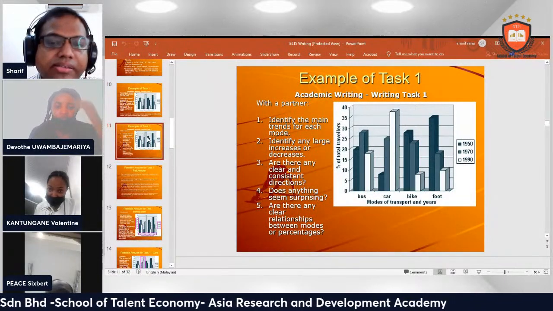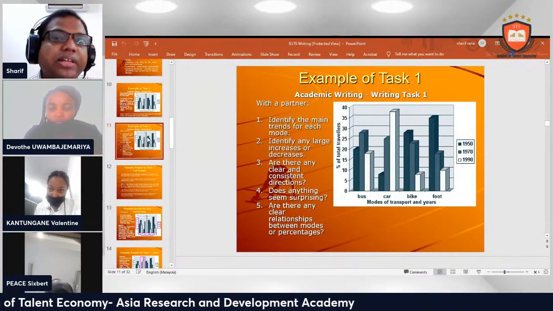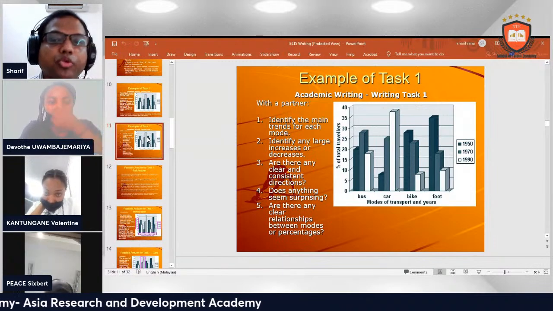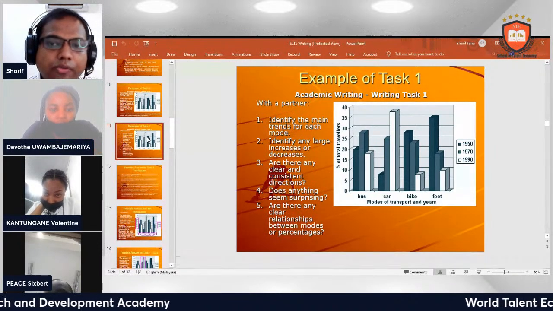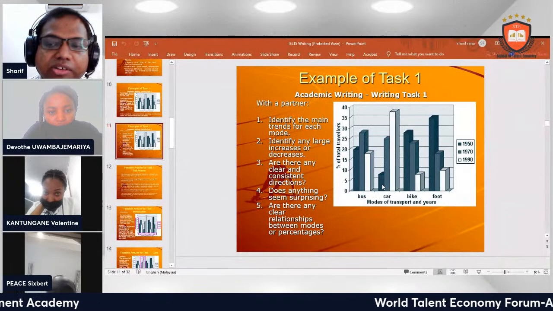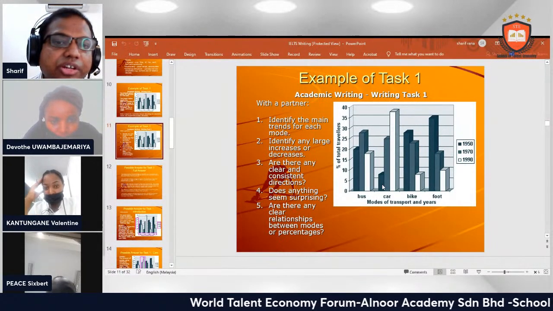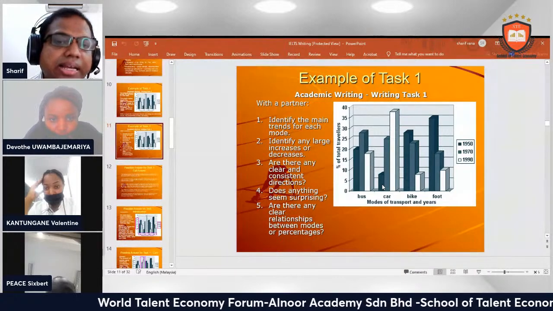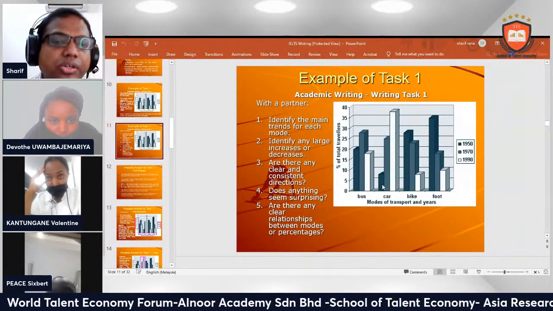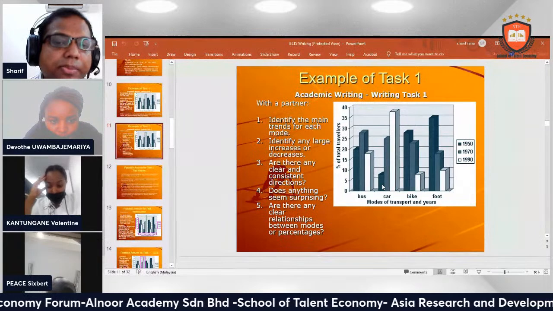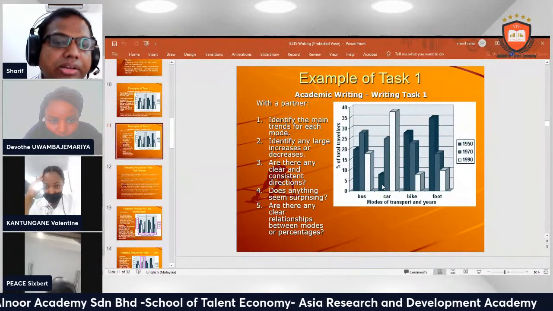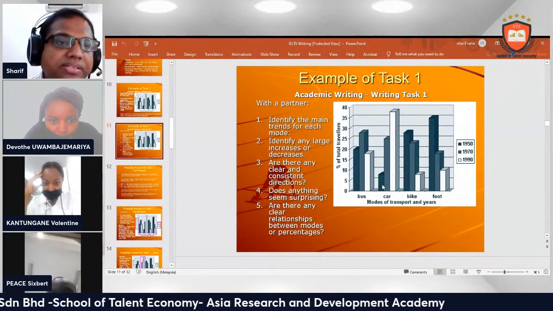Academic writing task: identify the main trend for each mode. Okay, from there you have to identify the trend of each mode. Identify any large increase or decrease. Are there any clear or consistent directions? Does anything seem surprising? Are there any clear relationships between modes or percentages?